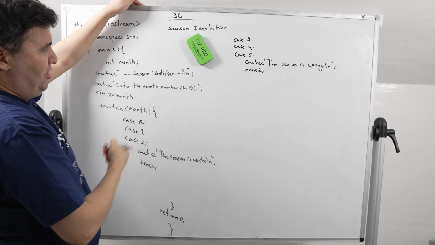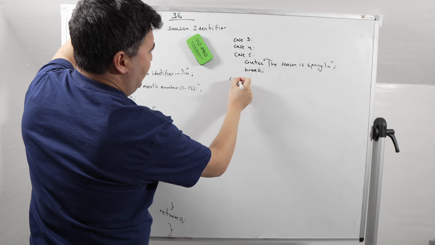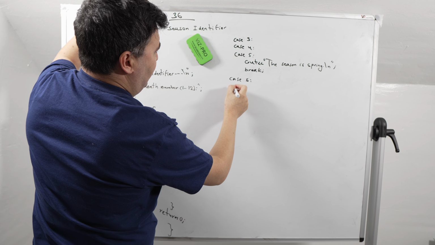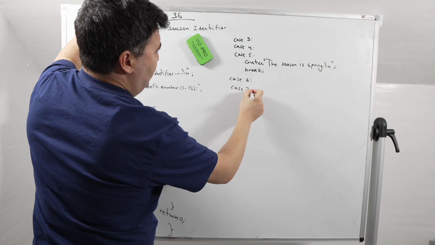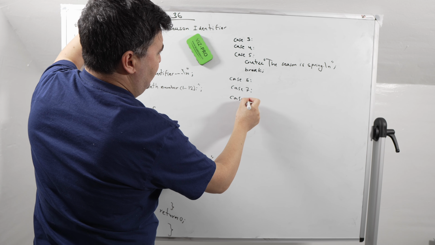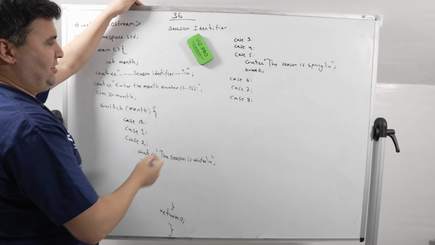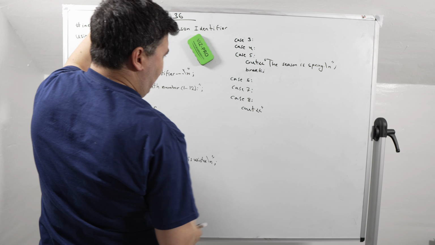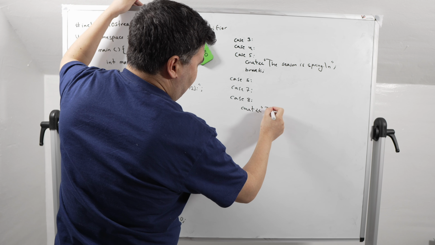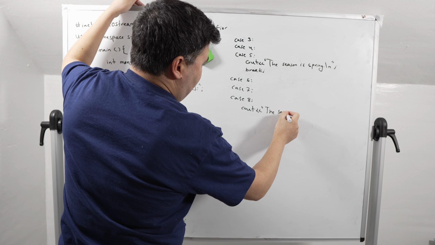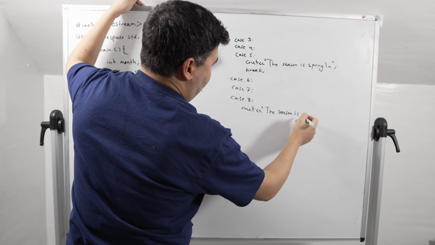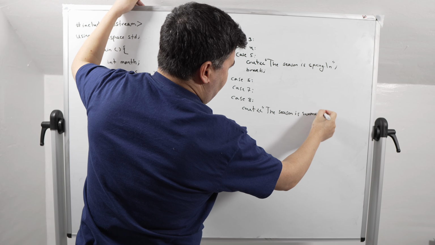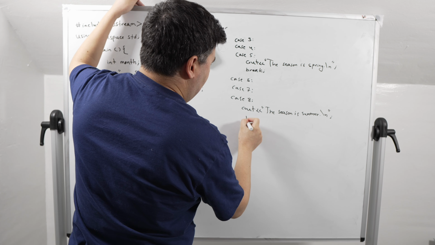So now we check for other values. For the case 6, case 7, and case 8. If the user enters 6 or 7 or 8, we cout and say the season is summer. \n, new line, and then break.